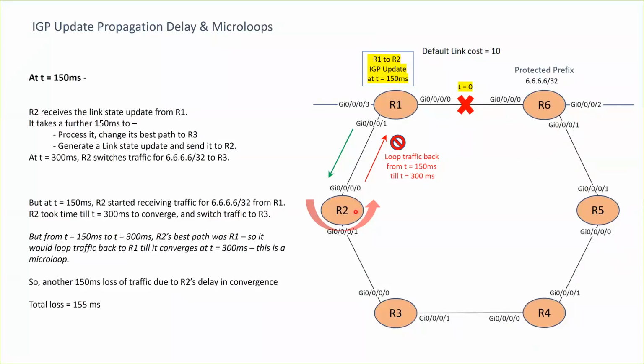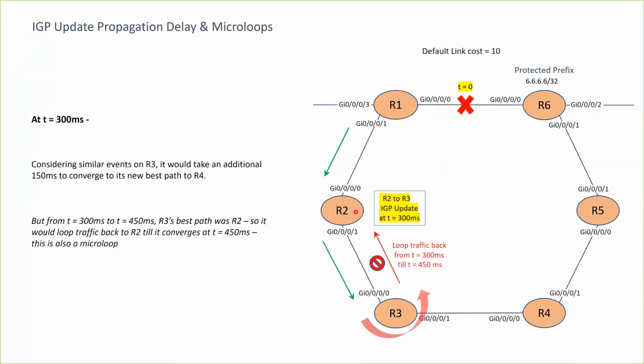Anyway, interrupt me, whatever. So at t equal to 300 milliseconds, I have already experienced 155 milliseconds of drop, right? Now look at R3's perspective. R3 is not my PQ node, right? Say at t equal to 300 milliseconds, R2 will generate an update, give it to R3. R3 takes another 150 milliseconds to run SPF and figure out R4 is my new best path. T equal to 450 milliseconds.